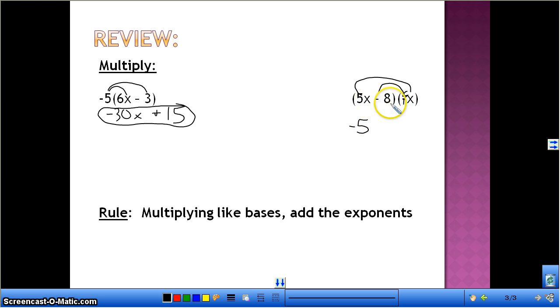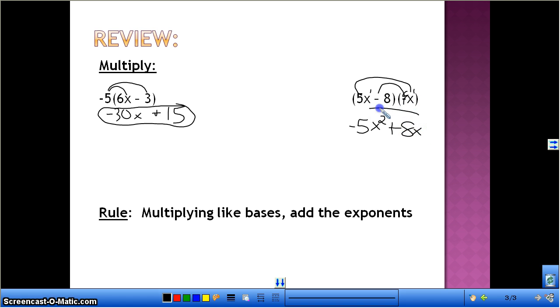Then you have x times x, and you're going to keep the base the same and add the exponents. Both of those exponents are currently a 1, and when you add them, you have 1 plus 1, which gives you x to the second. Then you're multiplying -x times -8. Double negative turns into a positive, and 8 and x is just going to be written as 8x.